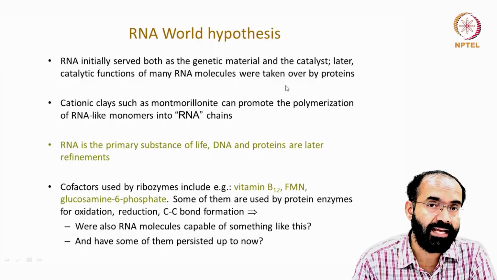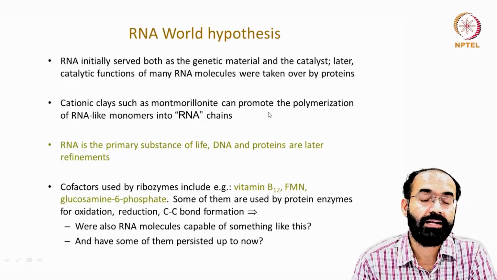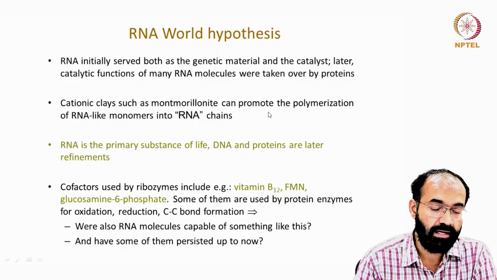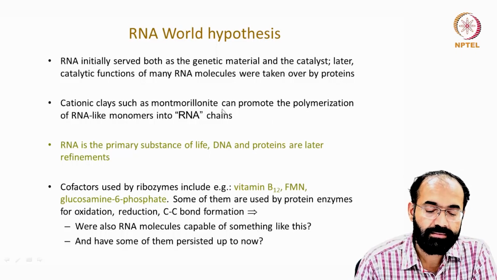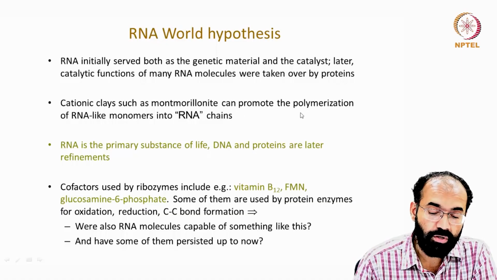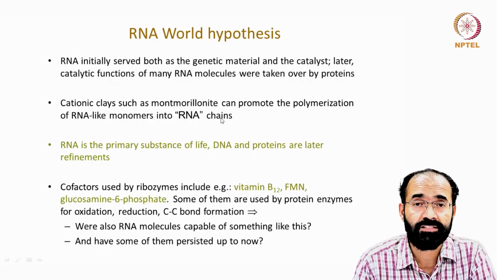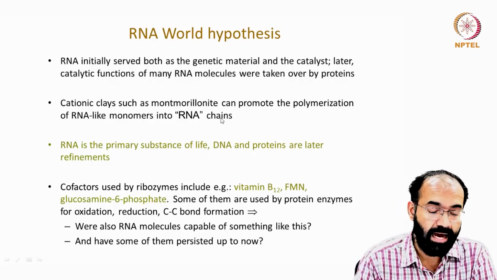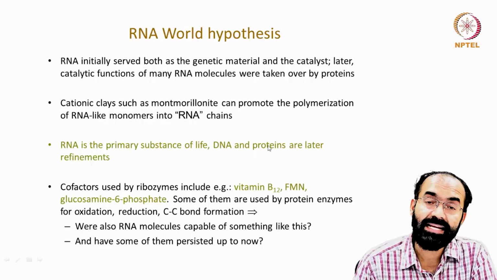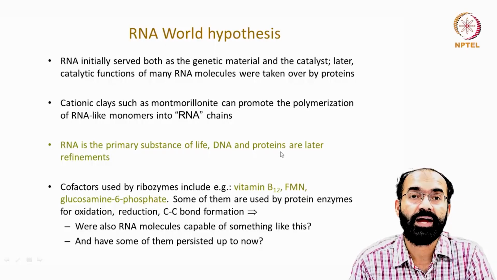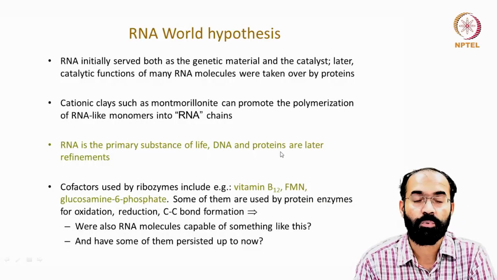So the RNA world was there, and at that time itself the proteins were handy, but certain RNA molecules were capable of doing this job. Various cationic clays such as montmorillonite clay can promote the polymerization of RNA-like monomers into RNA chains. So this is what would have happened in the RNA world. RNA is the primary substance of life, and DNA and proteins are later refinements for better performance of RNA's function or RNA's properties.